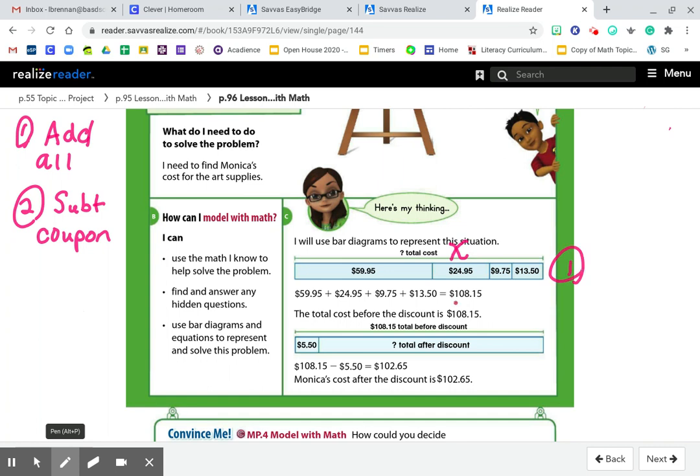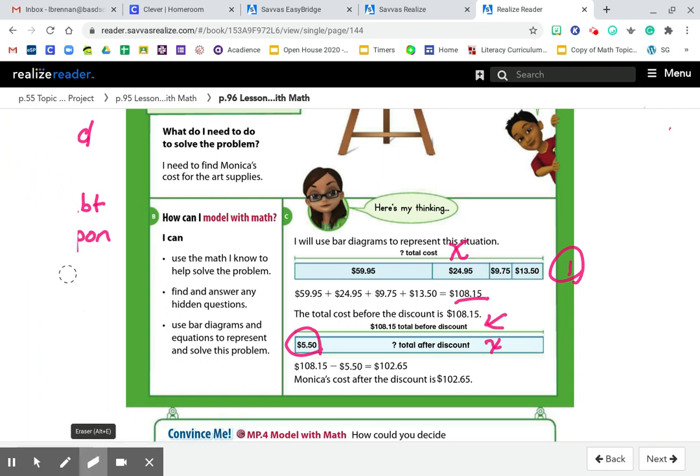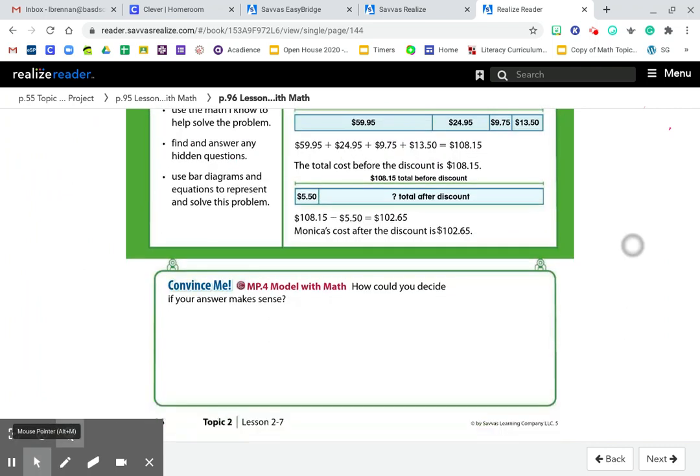Then when we find the total, we make another bar diagram. Now we have the total, and we know what we're going to subtract out, the coupon, but we don't know what the total is after the discount. That's what we're trying to figure out. That is our unknown. So then we're going to be subtracting. So that is using the bar diagram model to help you organize your thinking and show it in a very organized fashion, so the reader will understand the process that you went through to come up with your answer.